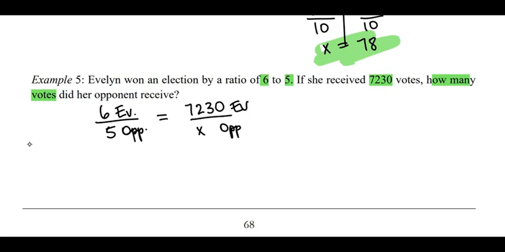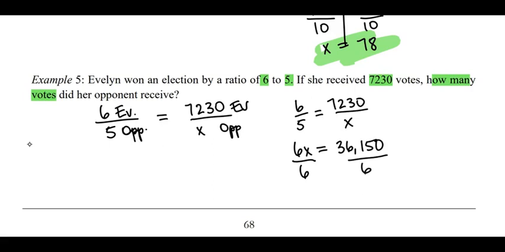All right, so let's go ahead and just drop the units. So we're looking at the numerical problem only. So I have 6 over 5 equals 7,230 over X. Okay. I'm going to use the cross product. And I have 6X equals 5 times 7,230, which gives you 36,150. I'm going to divide by 6. We'll have X, 6,025 votes.